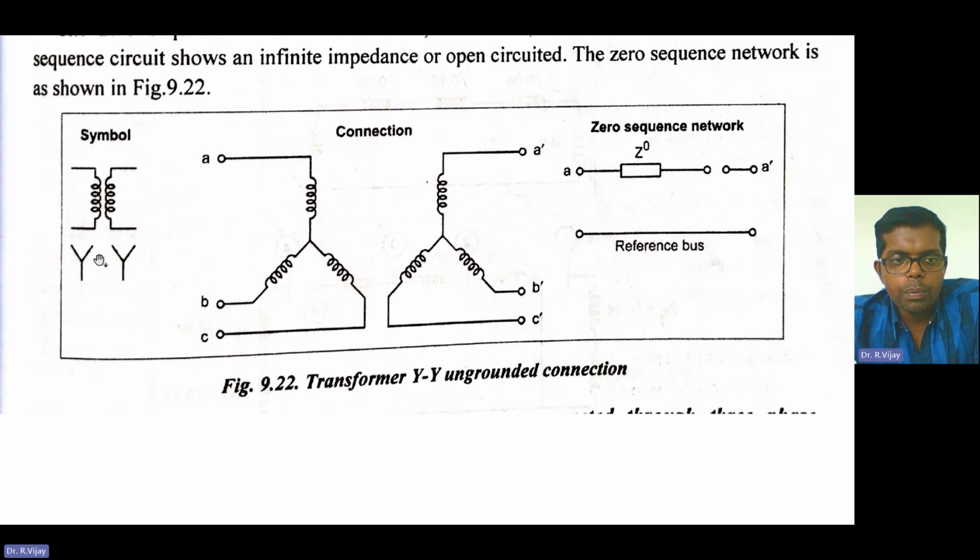If one star is grounded, one connection will come, and automatically it will be connected to the reference bus. In the previous case we saw both stars not grounded, so you need to open here. Previously we also saw star to star with one grounded, so only that side is grounded, and the connection will come like this. This is the zero sequence network for star to star ungrounded.